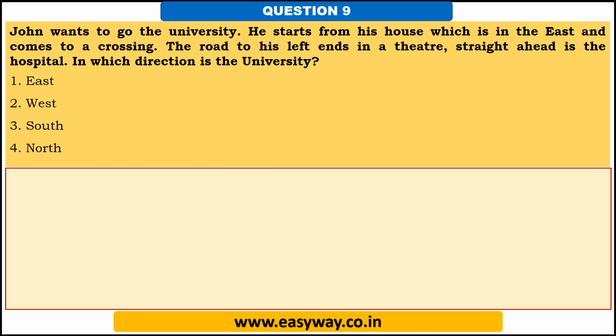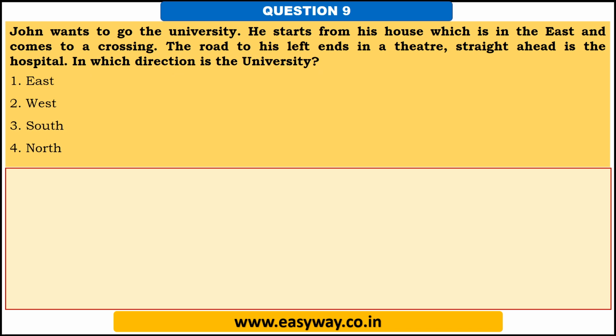The last question is, in this series we are going to do only 9 questions. Now the last question is: John wants to go to the university. He starts from his house, which is in the east, and comes to a crossing. The road to his left ends in a theater. Straight ahead is the hospital. In which direction is the university?